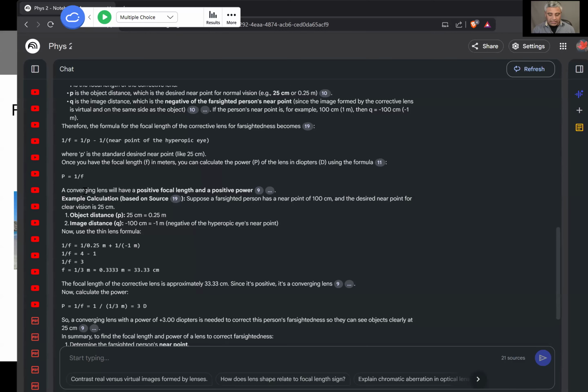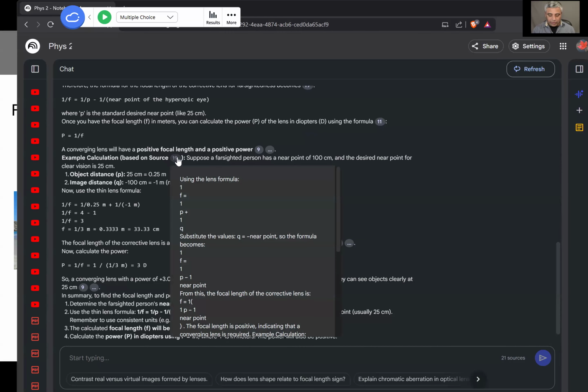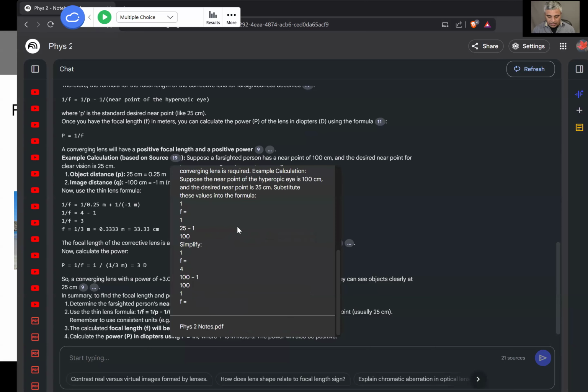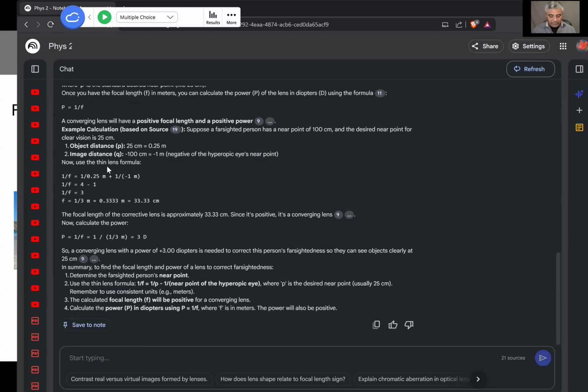So all those things are written right here, and it even gives you an example based on source 19, it said. So that is from my notes. I have done some problems over there, so basically it's just using that here, okay? And then it also summarizes at the end. Very good tutor if you know how to use it properly to learn, okay?